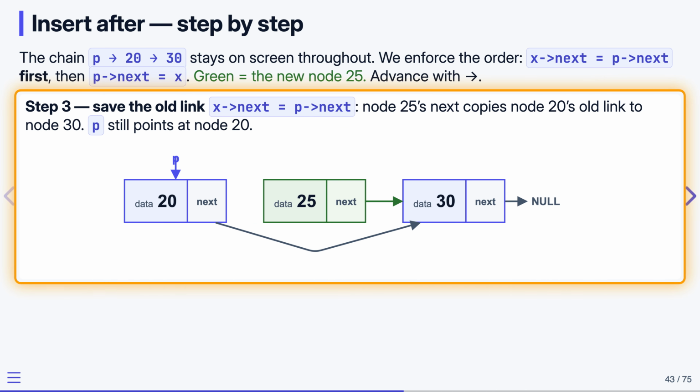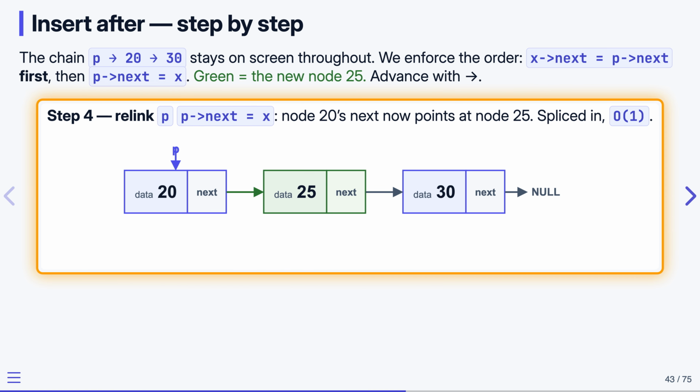Step 3, and this order matters. We run X->next becomes P->next. So node 25's next copies the address of node 30. We save the old successor first. Notice P still points at node 20. Step 4. Now we run P->next becomes X. Node 20's next now points at the new node. The new node is spliced in. We saved the link in step 3 before we overwrote it in step 4. Just 2 writes, so this is O(1).